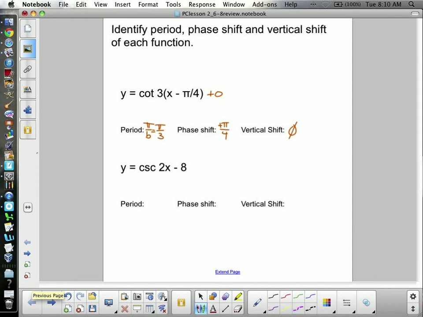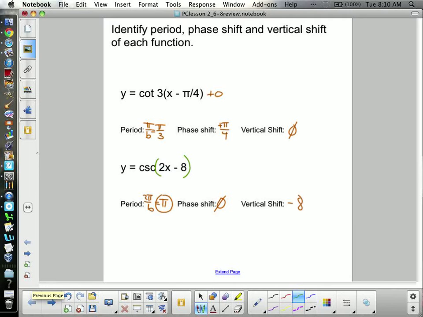How about here? Cosecant. What is the period? It's 2 pi over b. b is 2, so that's 2 pi over 2, which is pi. The phase shift is none. There is no phase shift because there's nothing in the parentheses with the x there. The vertical shift is down 8.